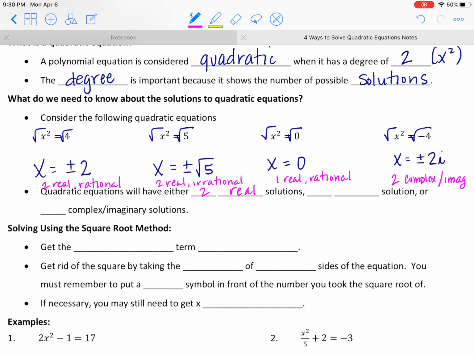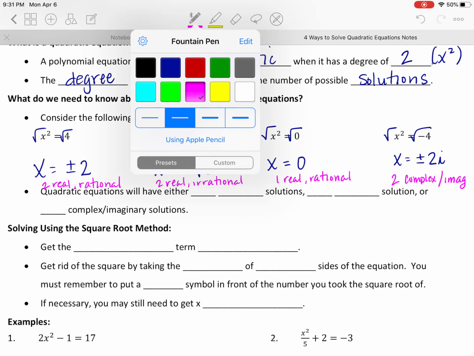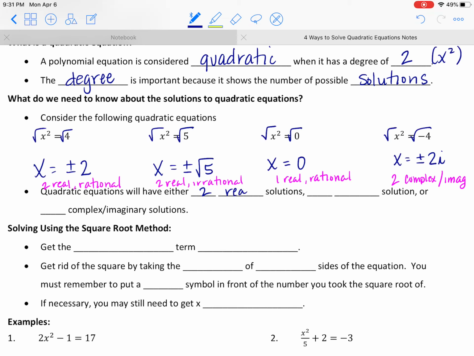So it's possible that you have two real solutions. Okay, it's possible that you have one real solution. Let me do that again. It's possible that you have two real solutions, and they could be two rational, two irrational. It's possible that you have one real solution, or it's possible that you have two complex or imaginary solutions. Okay, so one of those options every single time.